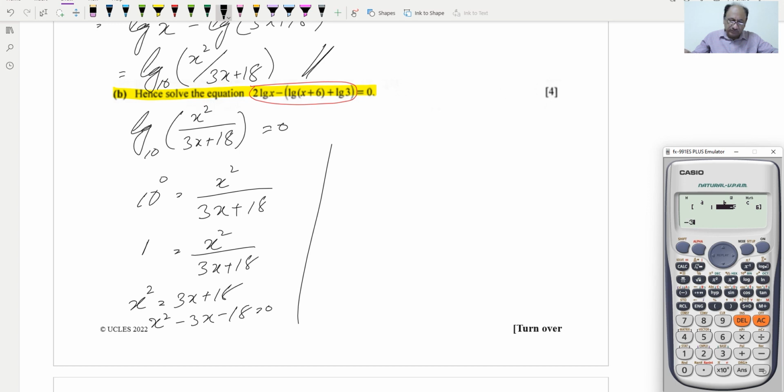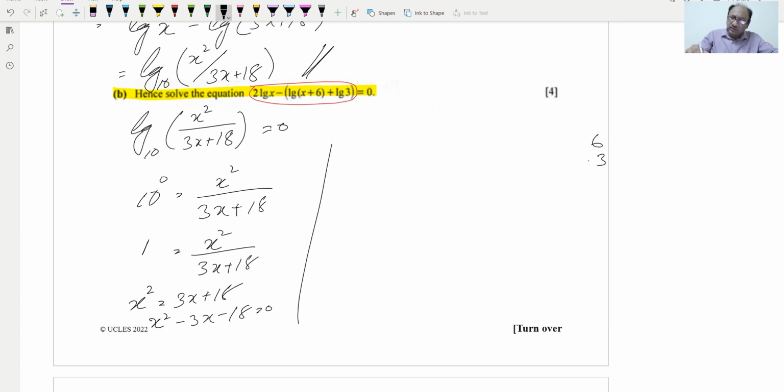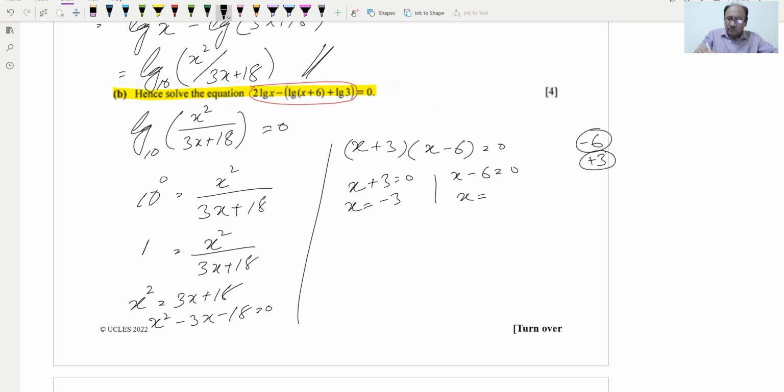The coefficient of x square is 1, the coefficient of x is minus 3, and the constant value is minus 18. So the numbers will be 6 and minus 3. We change the sign and use these numbers, so we can write the factors: x plus 3 and x minus 6 is equal to 0. So x plus 3 is equal to 0 and x minus 6 is equal to 0, which gives x is equal to minus 3 and x is equal to 6.